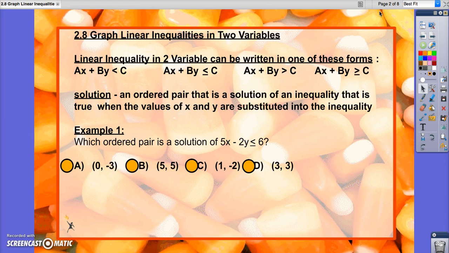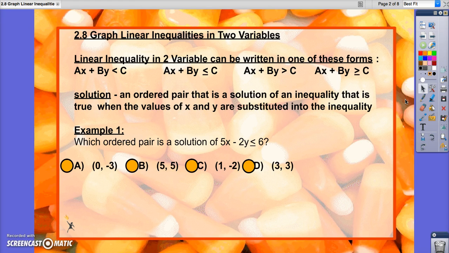So a linear inequality in two variables can be written in one of these forms: Ax plus By less than C, Ax plus By less than or equal to C, Ax plus By greater than C, Ax plus By greater than or equal to C. So you have your four inequalities, right? Less than or equal to, greater than or equal to. A solution to them is an ordered pair that makes the inequality true when the values of x and y are substituted into it. There is more than one correct answer for this. It's going to be a region of points, not just a single point on the line, like we're used to so far.